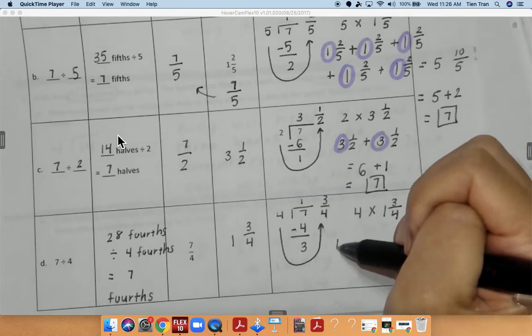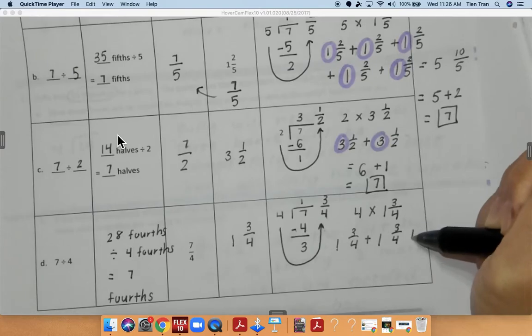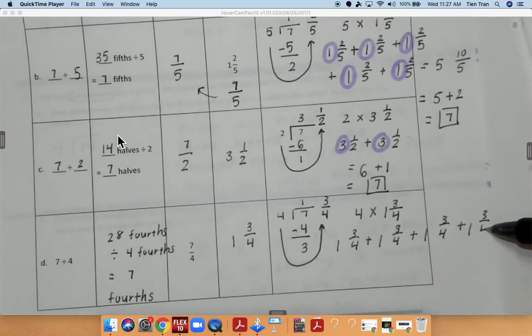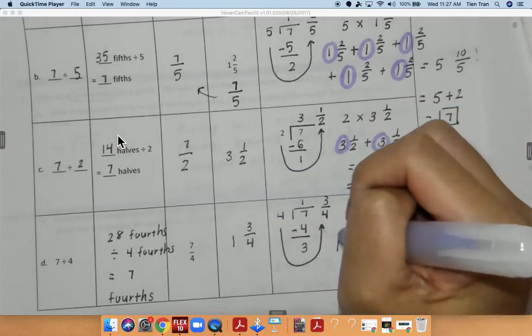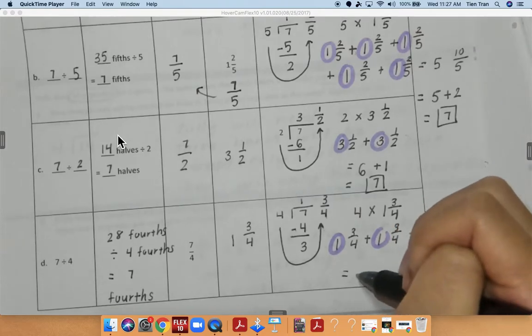So I'm going to write 1 and 3/4 plus 1 and 3/4 plus 1 and 3/4 plus 1 and 3/4. I'm going to add my whole numbers right here. 1, 2, 3, 4. So that is equal to 4.